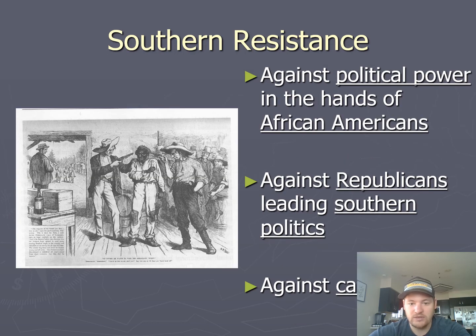The South really is against all this. They do not want people like Hiram Rhodes Revels in power. And they're going to start to be against the carpetbaggers and against the Republicans in the South. They're like, you're not from here, you shouldn't have power, you need to go back north.